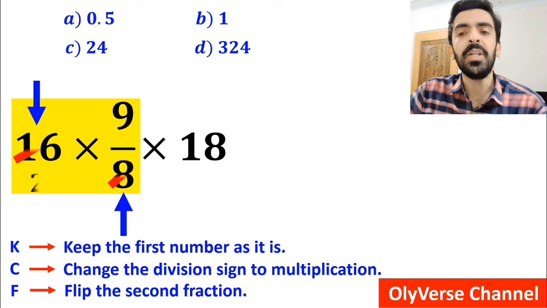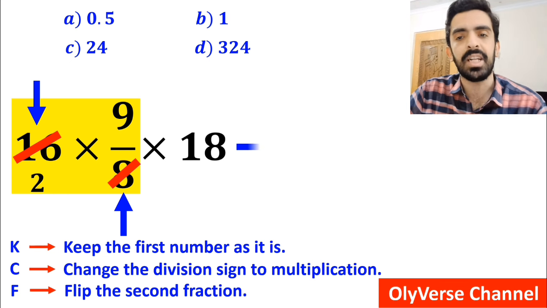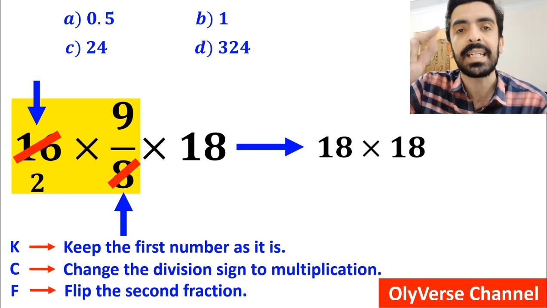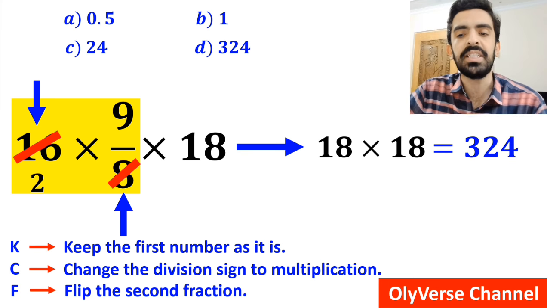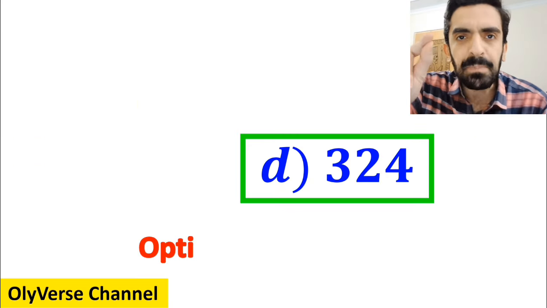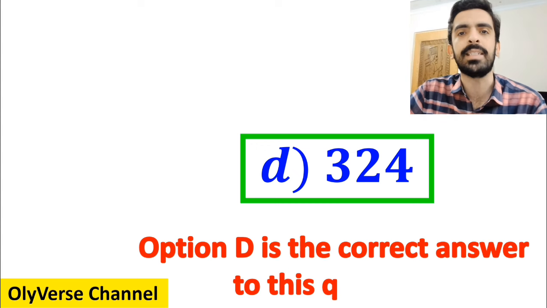Now, we can easily simplify the number 16 with the 8 in the denominator, and instead of this expression, we can write 18 multiplied by 18, which finally gives us the answer 324. Therefore, option D is the correct answer to this question.